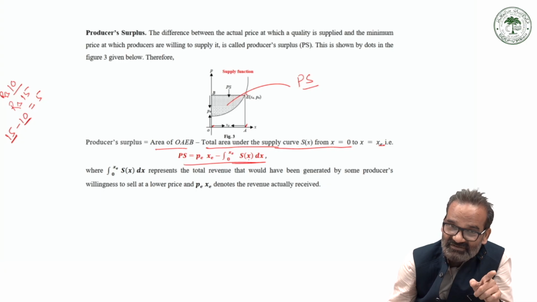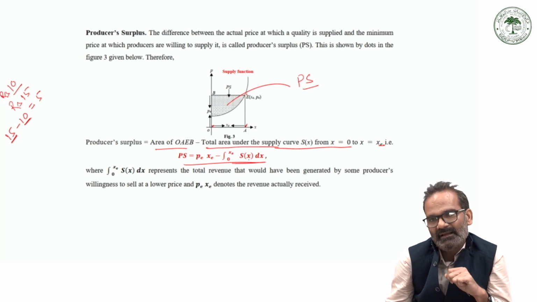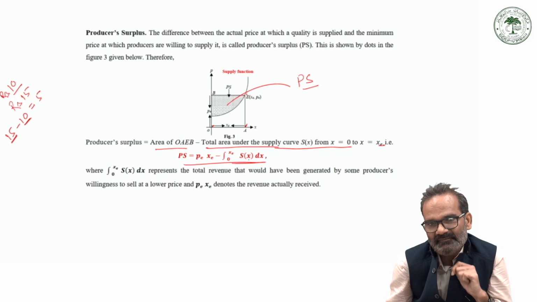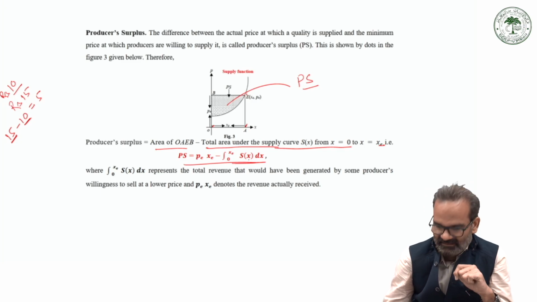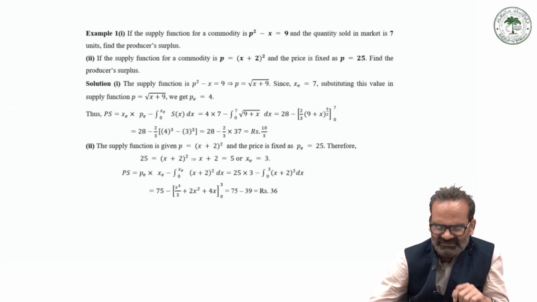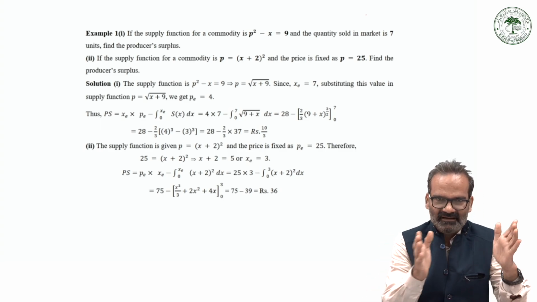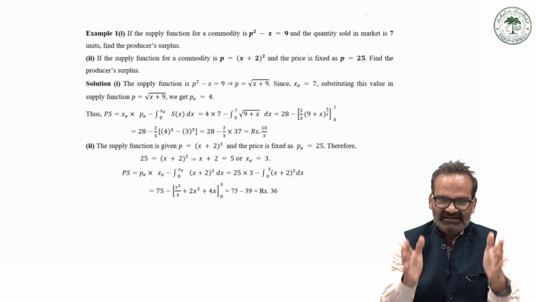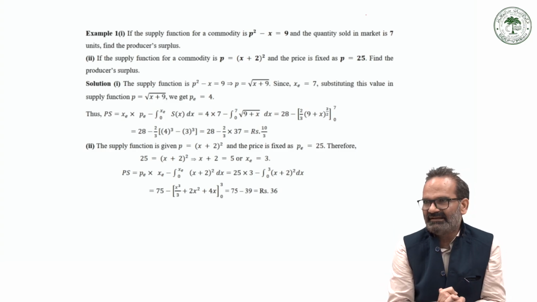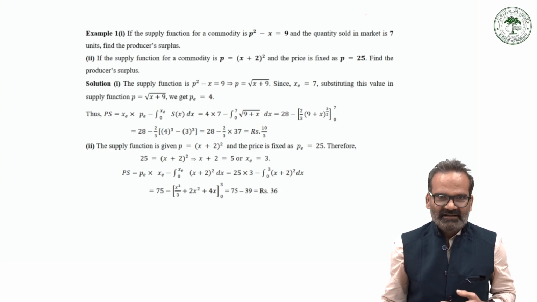PE·XE is the revenue generated by the market, that is what a producer is receiving, and 0 to xe s(x) dx is that revenue which he was willing to receive, and the difference of these two is known as producer's surplus, right? Now let us take some questions. We don't have any problem like consumer surplus, which is determined in 3 ways, but for producer surplus we don't have any condition. Let us take one simple question.